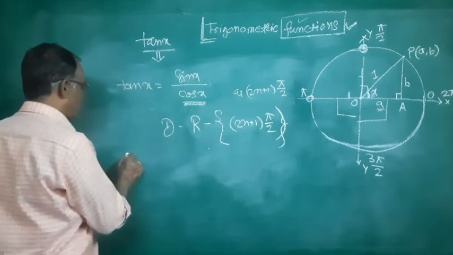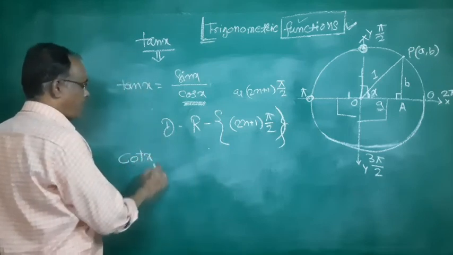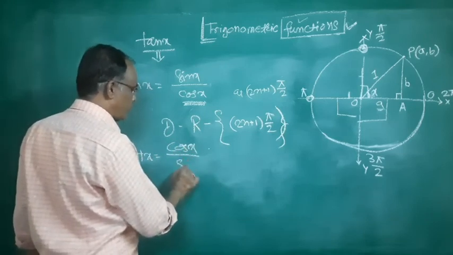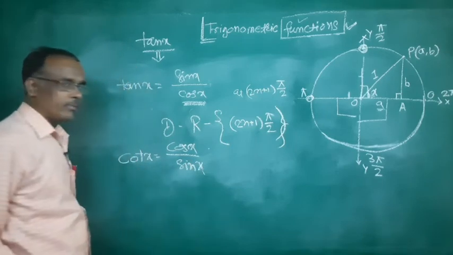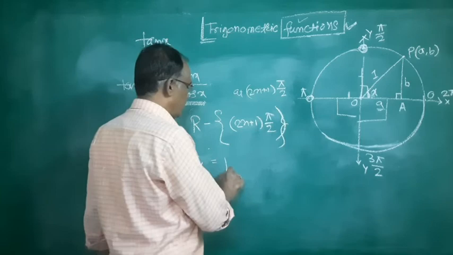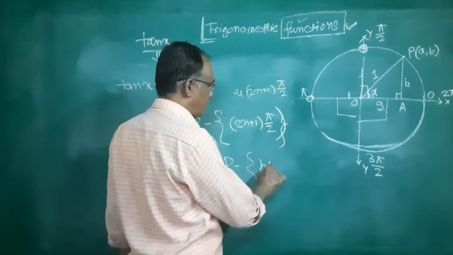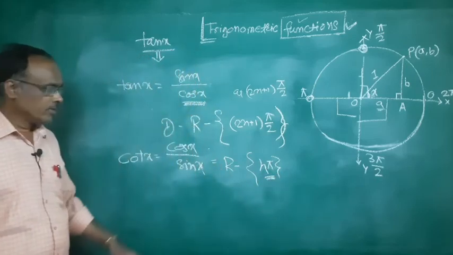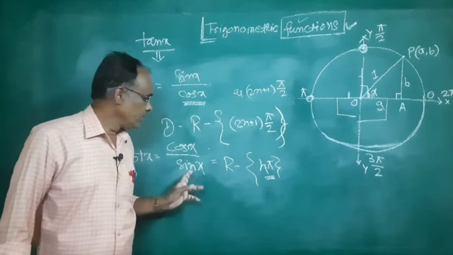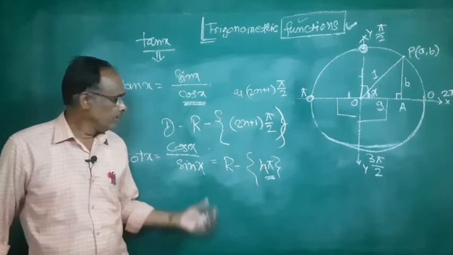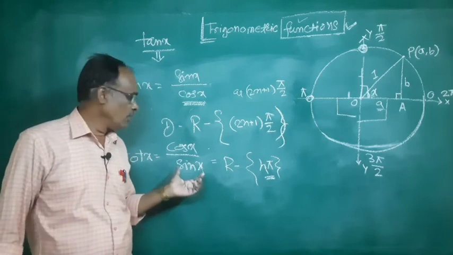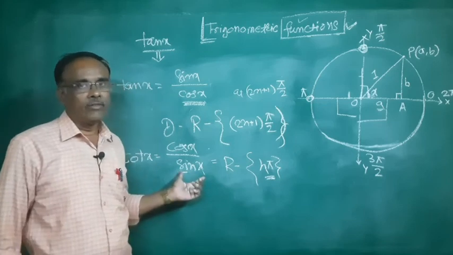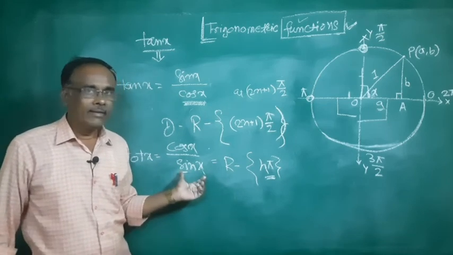Okay. What is the domain of cot x? Cot x is cos x by sin x. Domain: all real except n pi. Why n pi? Because if x is n pi, then the value of sin x becomes 0, and 0 is in the denominator of that function, and the function is not defined in real.